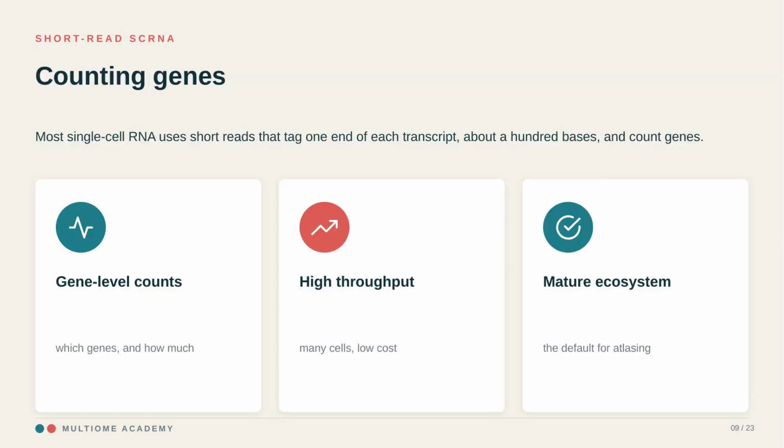Within single-cell RNA, most experiments use short reads. These tag just one end of each transcript, about 100 bases, and count genes. The result is gene-level counts, very high throughput, low cost, and a mature analysis ecosystem. For most single-cell work, and especially for building atlases, short reads are the workhorse.